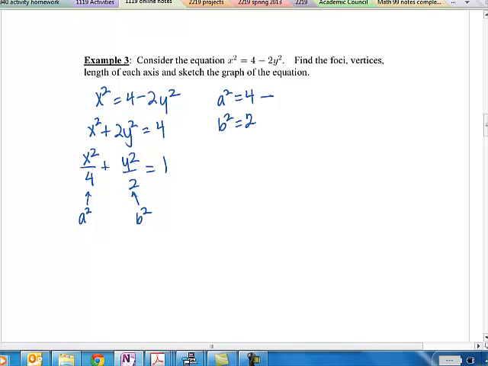So a is 2, b is the square root of 2. c squared is always a squared minus b squared. In this case, that's 4 minus 2, so c is also the square root of 2.